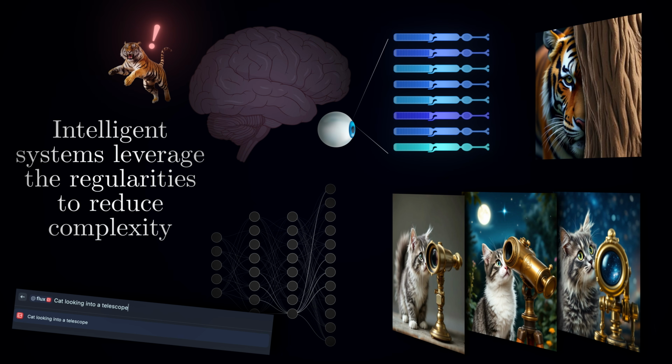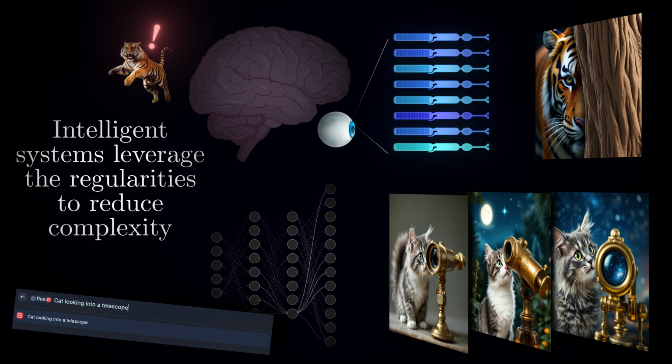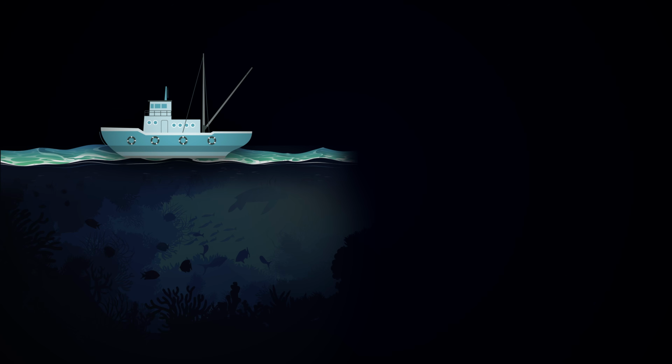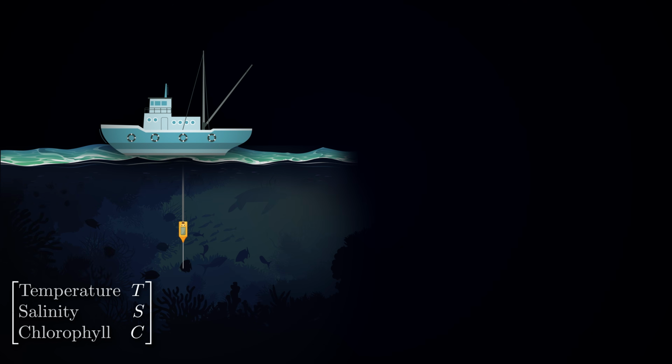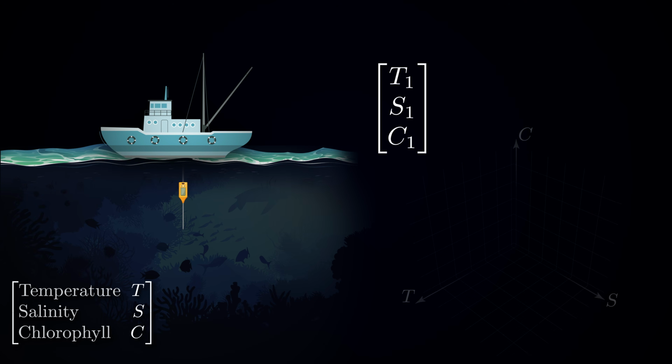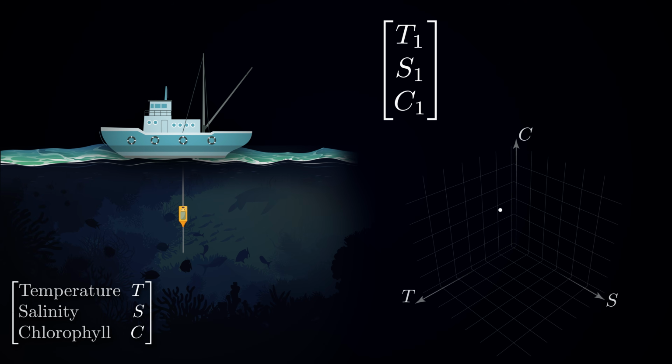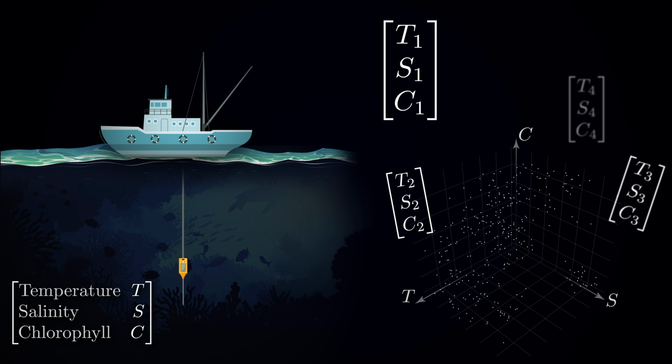To make this concrete, let's set up a simplified example. Imagine you're an ocean research vessel trying to understand marine life. You have 3 sensors measuring water temperature, salinity, and chlorophyll concentration. Each time you dip those sensors into the ocean, you collect a data point, a vector of 3 numbers. As you collect samples across the ocean, patterns start to emerge.